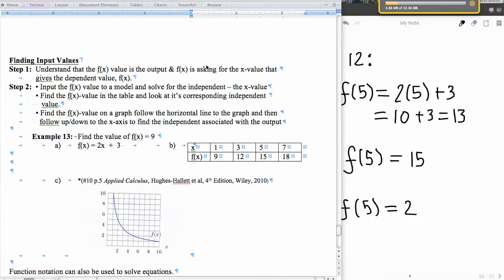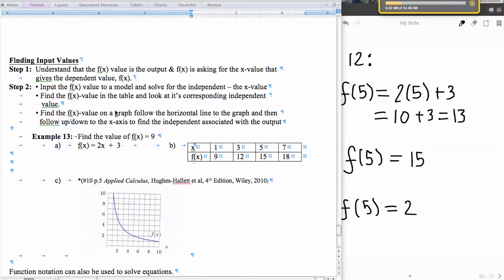All right, this continues section 5.3. We're finding input values based upon a given output value. So first of all, we have to understand that f of x is the y value. That's the output value. So when we see f of x is equal to this, then what we're asking is to find the x value, the input value.